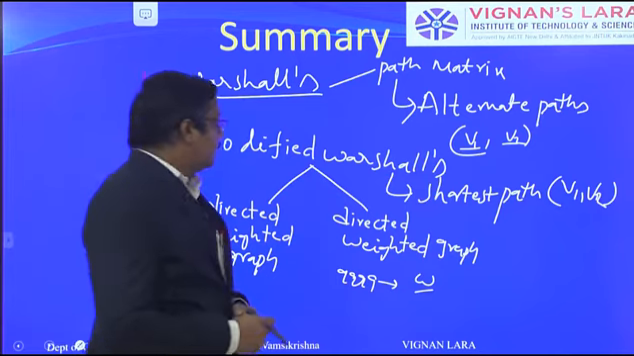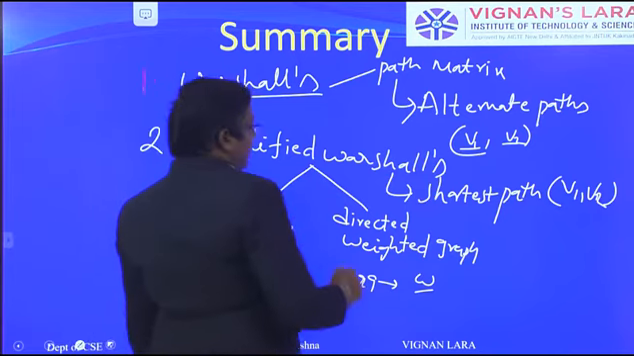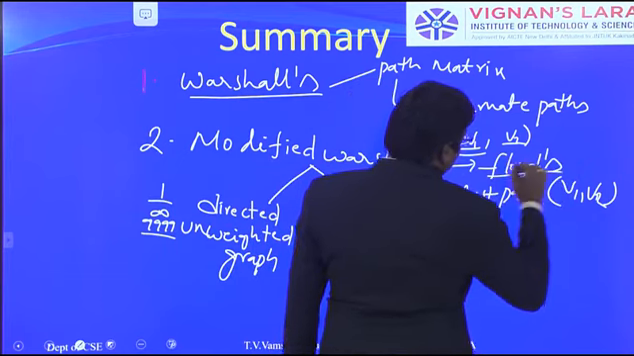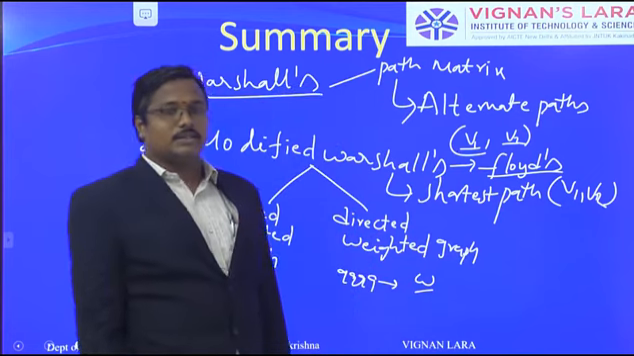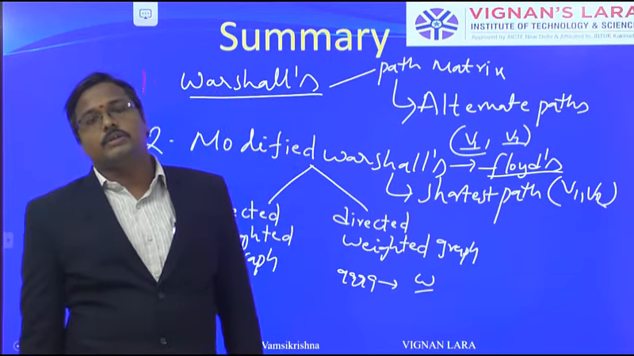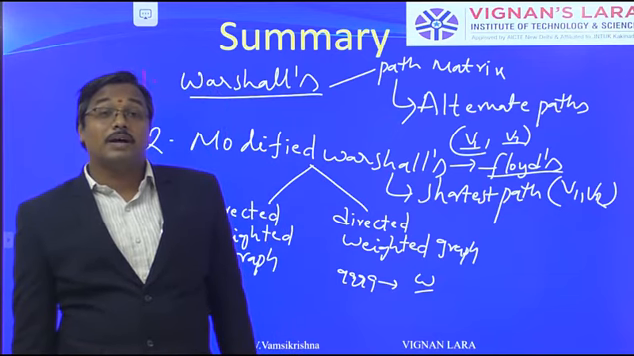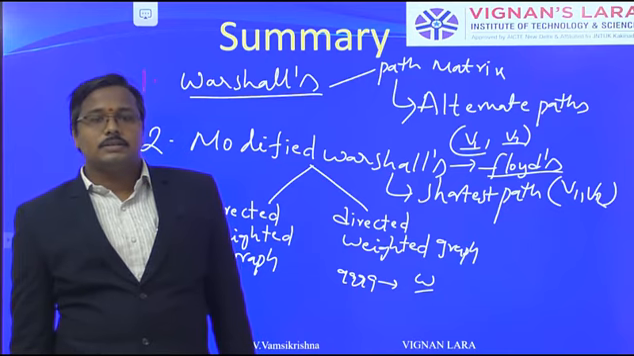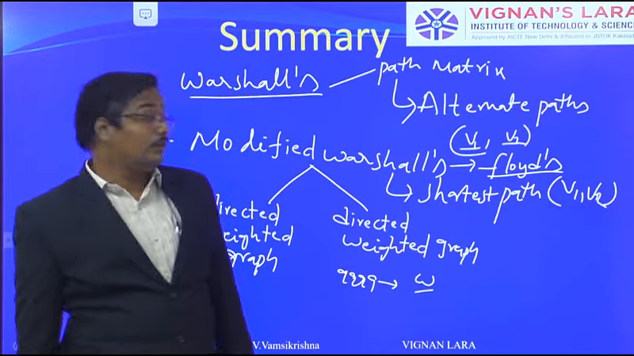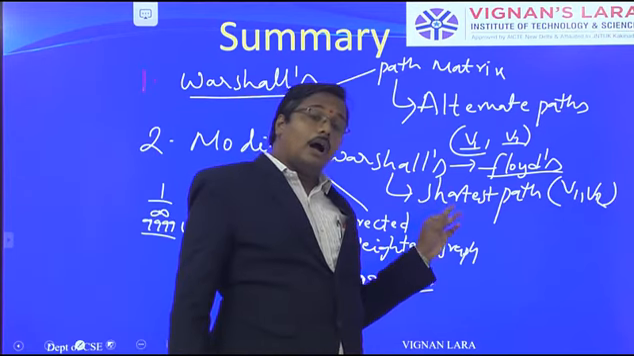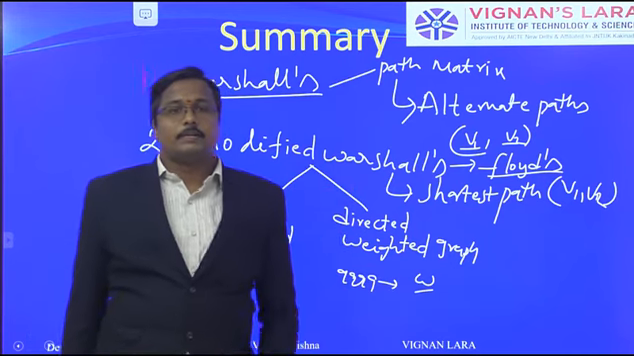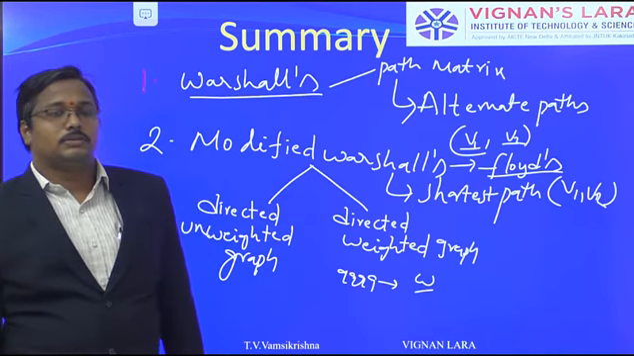So this is the modified Warshall's algorithm, and sometimes it is also called the Floyd-Warshall algorithm. When discussing the Floyd-Warshall algorithm, we need to discuss the all-pairs shortest path algorithm. Whenever we use the term Floyd or modified Warshall's algorithm, we need to write shortest path.